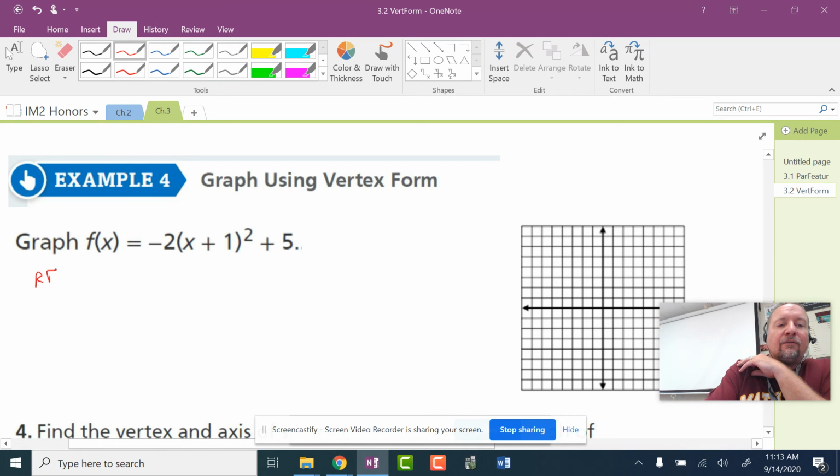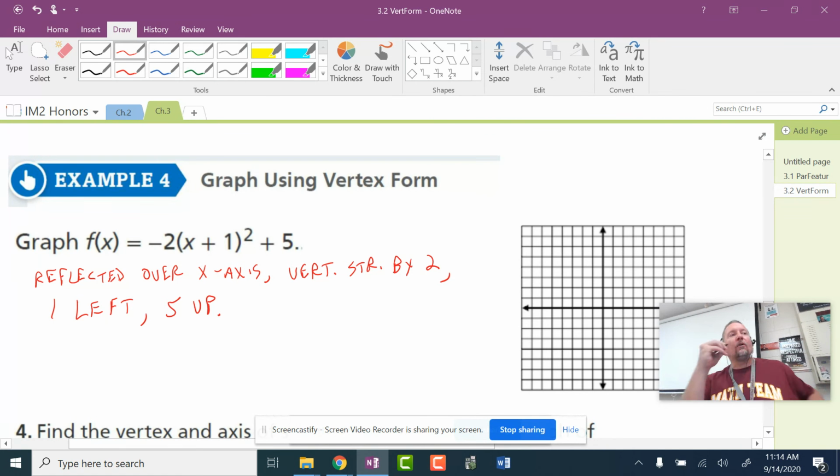You have a reflection over the x-axis. So it's reflected over the x-axis. This is compared to the parent. Vertical stretch by 2. 1 left, 5 up. That's all the differences between the parent function and this one, all right?